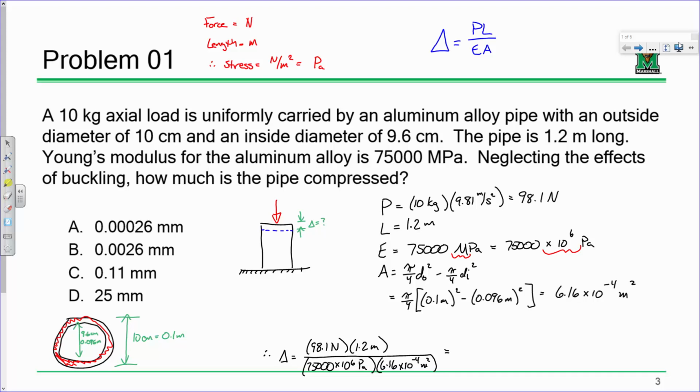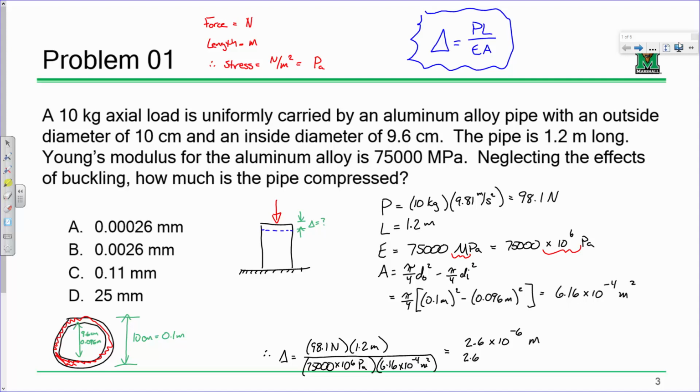And so what does that come out to be? So I'm just doing PL over EA, just this expression here. 2.6 times 10 to the minus 6. What are the units for that? Meters. So if I want to turn that into millimeters, what would that be in millimeters?